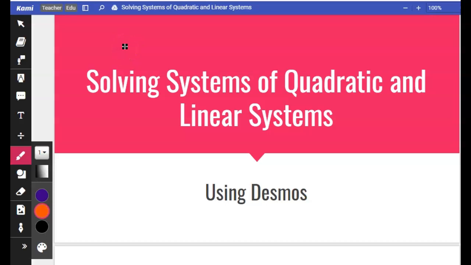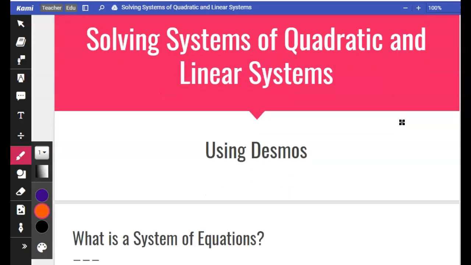Okay, ladies and gents, this should be an actually relatively quick one for us. So we are solving some systems of quadratic and linear systems using Desmos. If we were not using Desmos, boy, this would be a completely different story. But Desmos is going to take a lot of the work out of this for you.